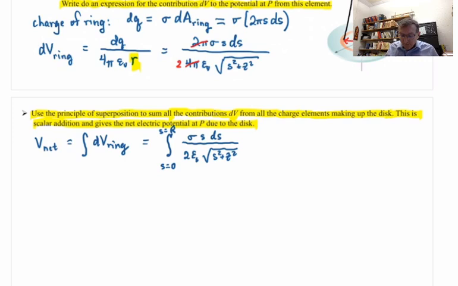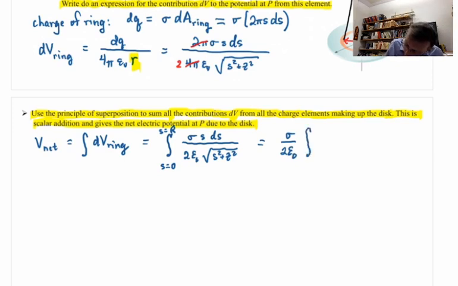Okay? Next, what symbols get to be brought out front? Think about that for a minute. Pause the video if you need to. That's fine. What symbols come out front of the integral? Okay, did you say that you can bring out the sigma upstairs and the 2 epsilon 0 downstairs? And that's it.